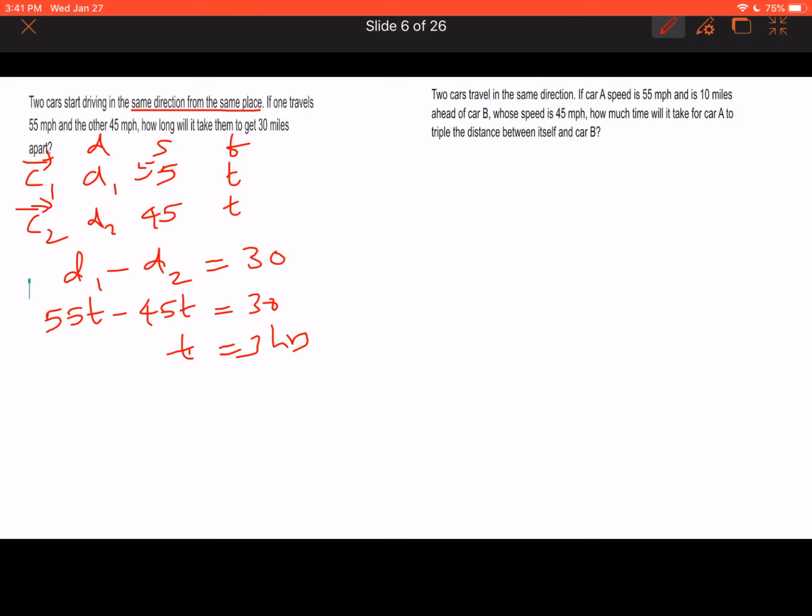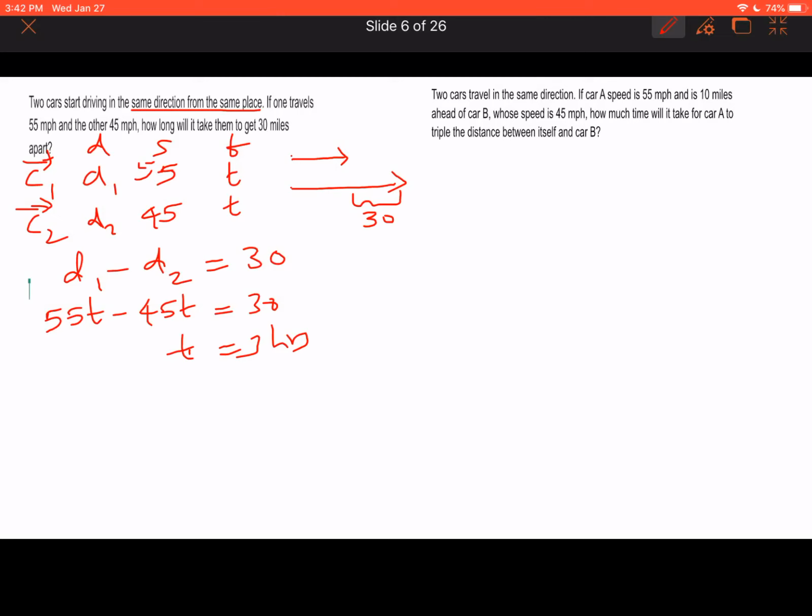Okay, so I'm representing that equation like this: C1 and C2, right? This distance is going to be 30. Okay, they are starting in the same place, same direction, and they are moving at different speeds, and they have a distance of 30 miles apart.